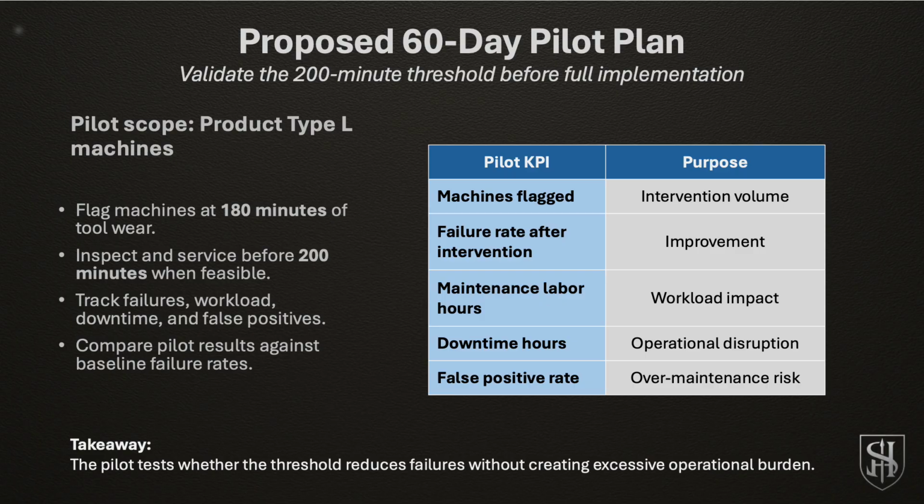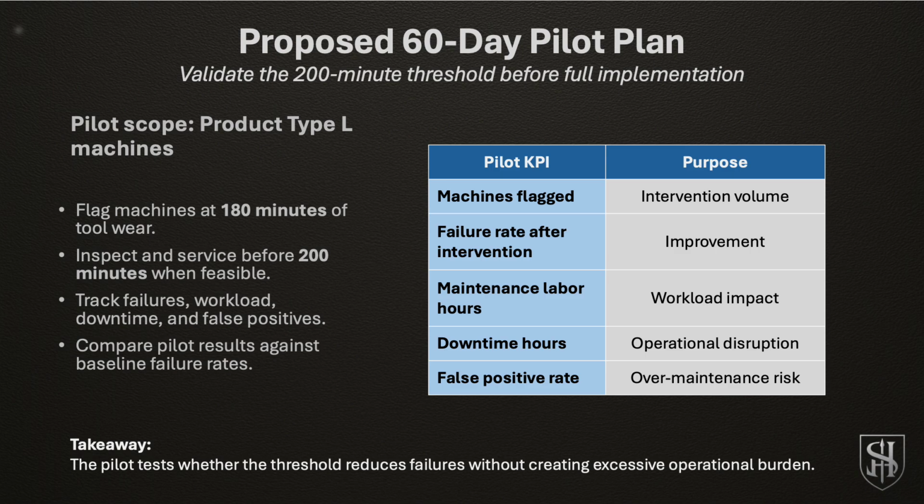The first KPI is the number of machines flagged. This measures the intervention volume and shows how many machines would be affected by the alert rule. The second KPI is the failure rate after intervention. This is the main improvement measure. It helps determine whether the pilot actually reduces failures compared with the baseline.